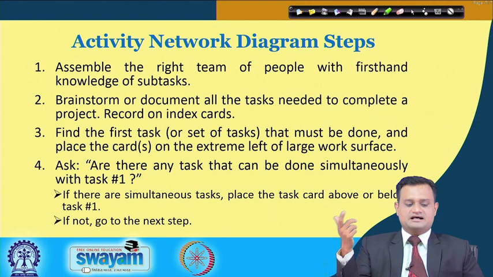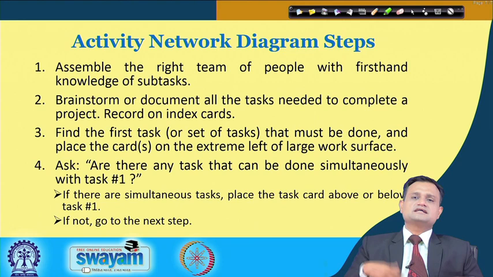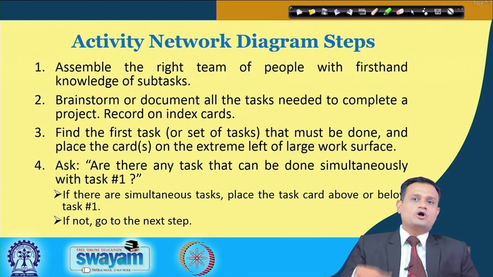Subsequently, keep asking, are there any tasks that can be done simultaneously with task 1? So basically you are trying to figure out the predecessor successor relationship, and you keep on going till you reach the final node, the final task, that is called the sink node.